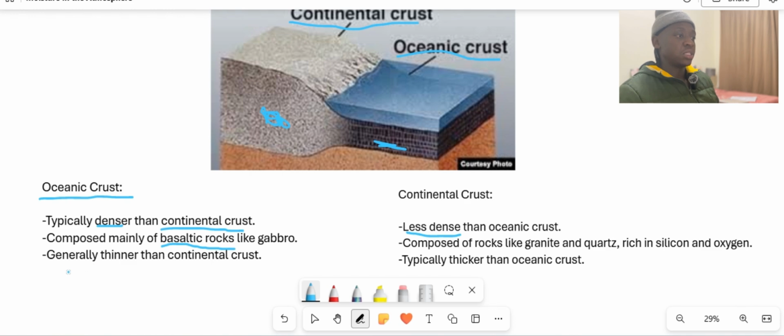Then the oceanic crust is generally thinner than continental crust. Yes, you can see here, this is much thinner than this. This is thicker, and this is much thinner. Excuse me for my drawings, but I'm just trying to draw a picture inside your mind that the difference of these two types of crust is what? Thickness, density, and rock type.